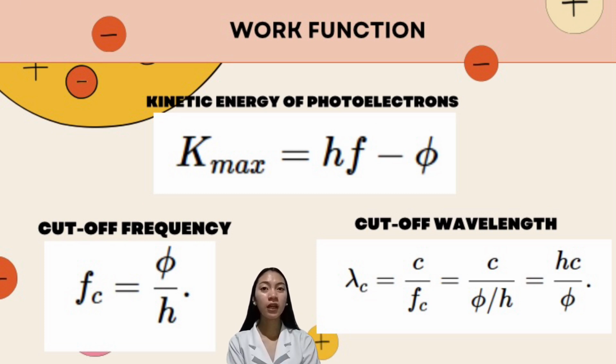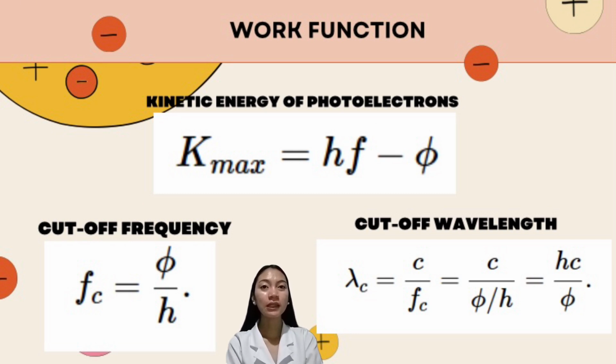So the equation of cutoff frequency is: cutoff frequency is equal to the work function over Planck's constant. The cutoff frequency is the minimum frequency of light required to emit an electron from the surface of a material. If the frequency of the incident light is below the cutoff frequency, no electrons will be ejected, regardless of the intensity of the light. This means the cutoff frequency is directly proportional to the work function.